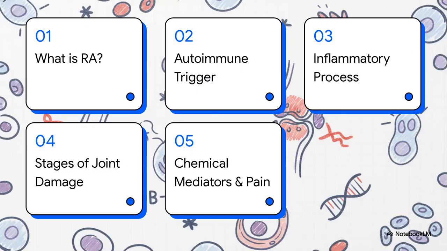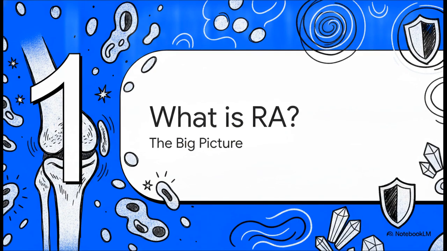So, here's our roadmap for today. First, we'll ask what is rheumatoid arthritis? Then, we'll look at the autoimmune trigger, followed by sparking the inflammatory process, the stages of joint damage, and finally, chemical mediators and pain. Section 1. What is rheumatoid arthritis? The big picture.